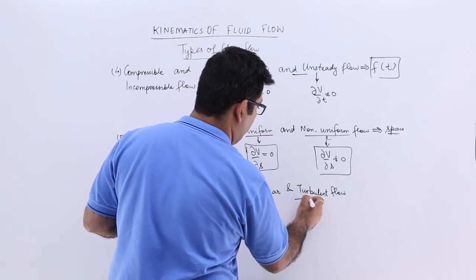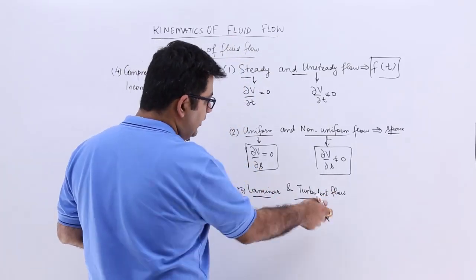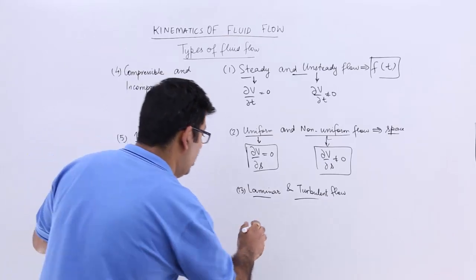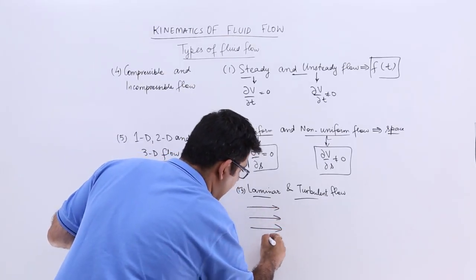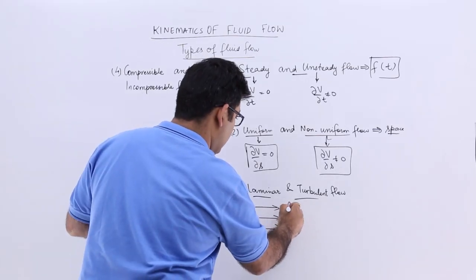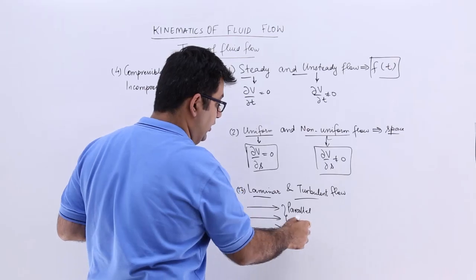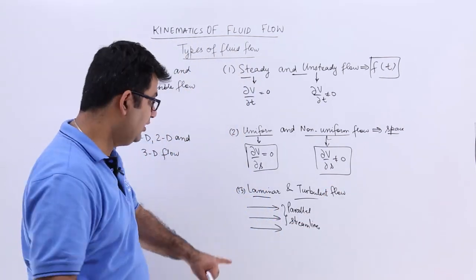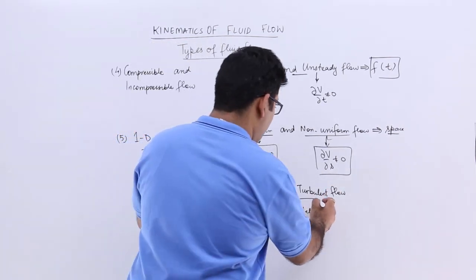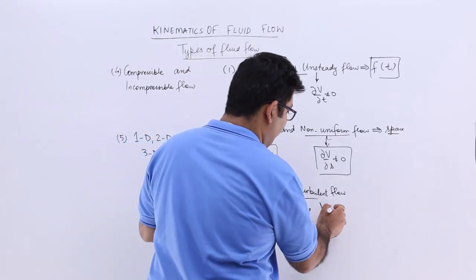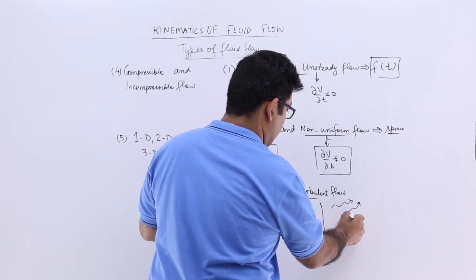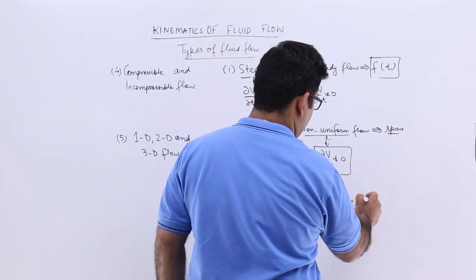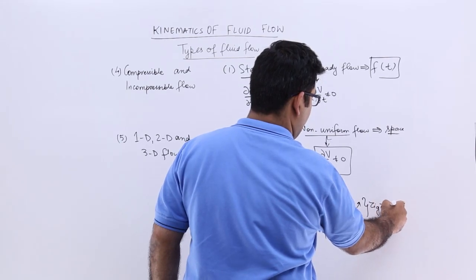The next kind of flow is the difference between laminar and turbulent flow. If you talk about laminar flow, then the streamlines that represent the flow would be exactly straight and parallel to each other. So these are parallel and very well defined streamlines, and they are equispaced from each other. So this kind of flow is called a laminar flow. If I talk about the turbulent flow, then the flow of the fluid particles is zigzag. They can be going anywhere in a random direction. So this becomes the turbulent flow. This is the zigzag motion of the fluid particles.